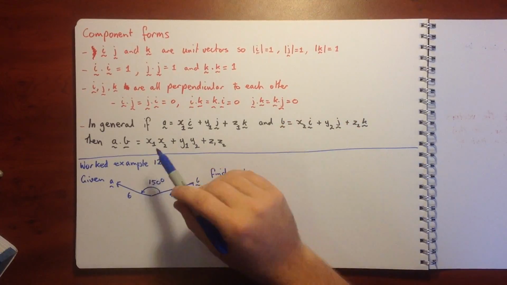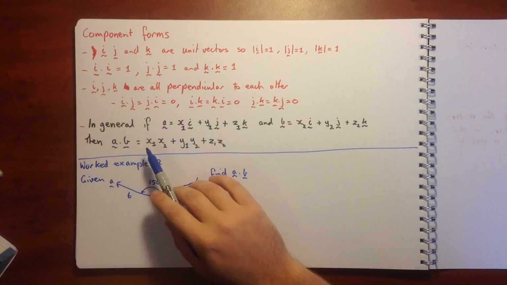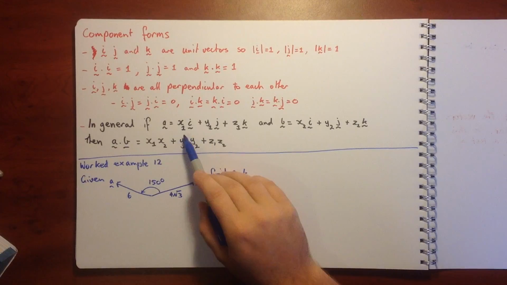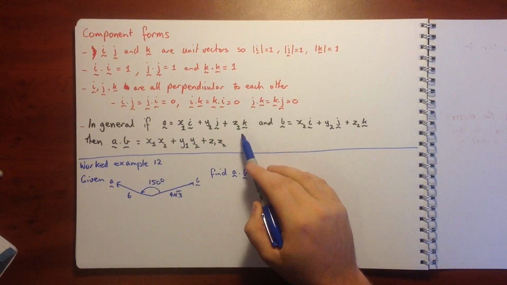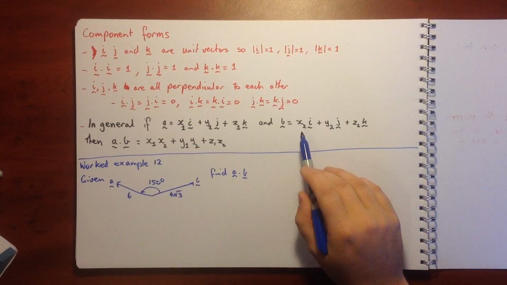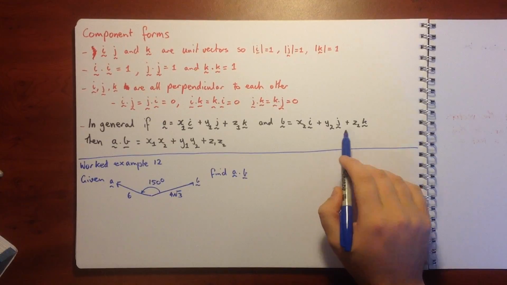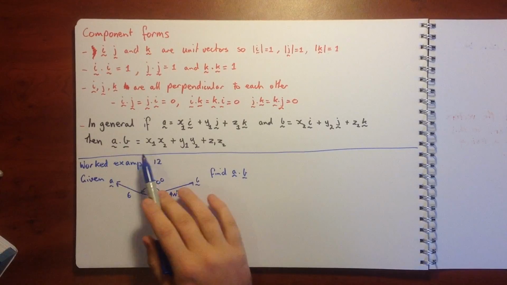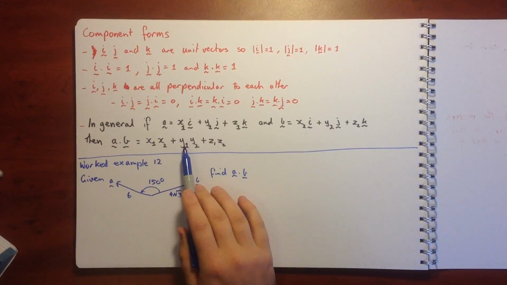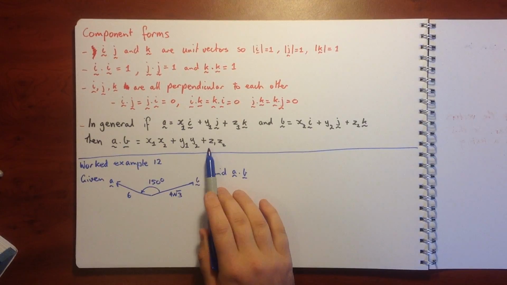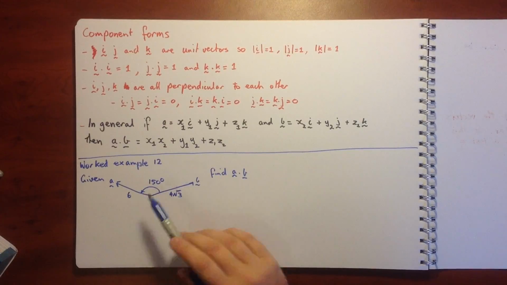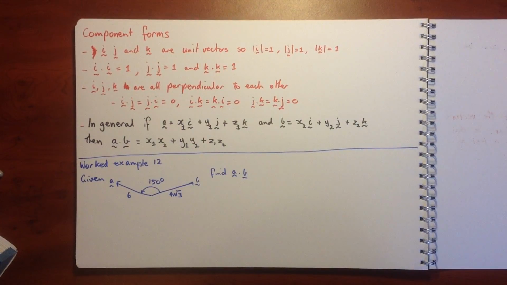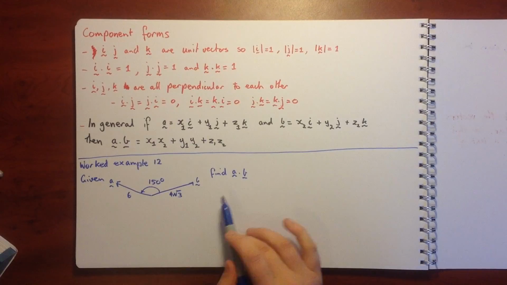In general, if we have vector A being x1 i plus y1 j plus z1 k, and vector B being x2 i plus y2 j plus z2 k, then the dot product of these two vectors is simply x1 times x2 plus y1 times y2 plus z1 times z2. This is when we're in our component form. So we'll have a look at this worked example.